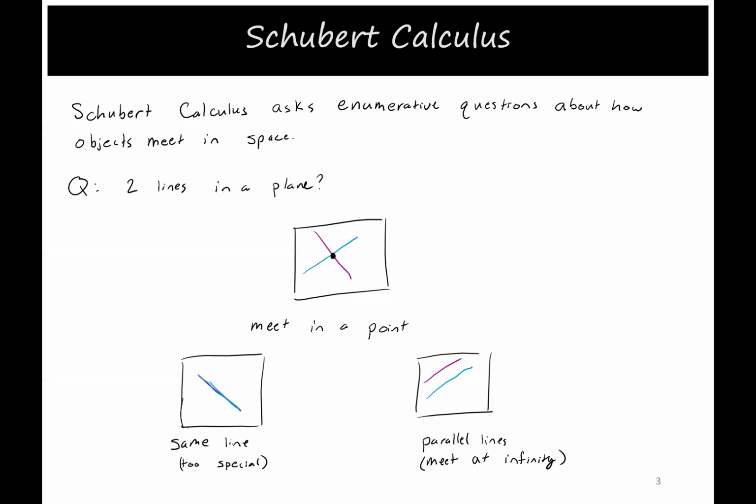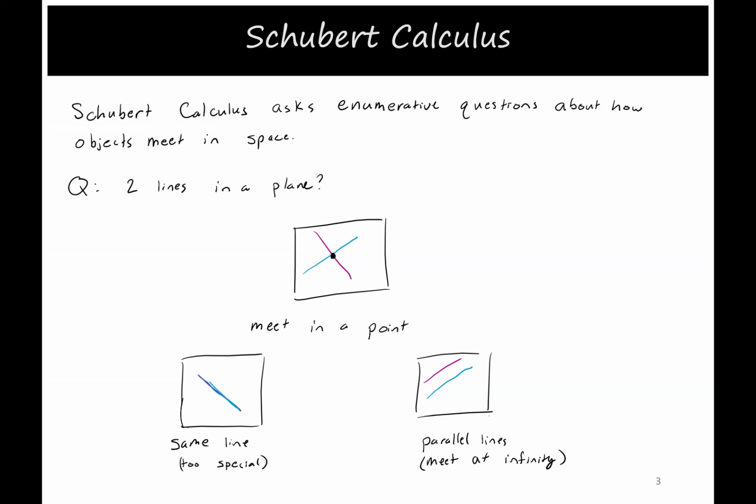Okay. So Schubert calculus, at its heart, is asking enumerative questions about how objects sit together in space. For instance, I can ask a warm-up question. If I fix two lines in a plane, how do they meet? Well, they meet in a point, usually. Sometimes I could take two copies of the same line, and that meets in a line, but that's very special. That almost never happens.